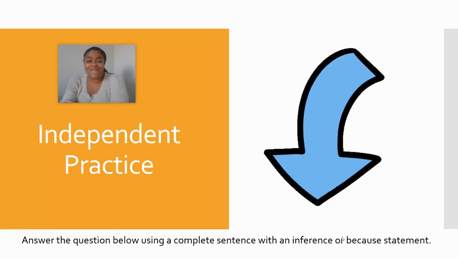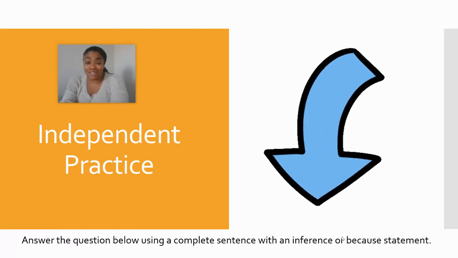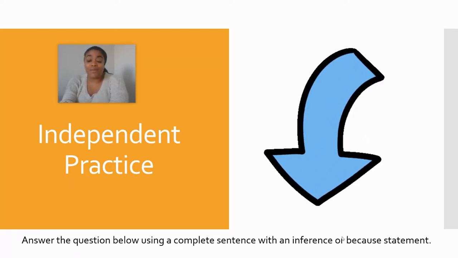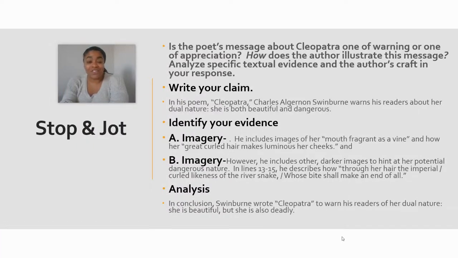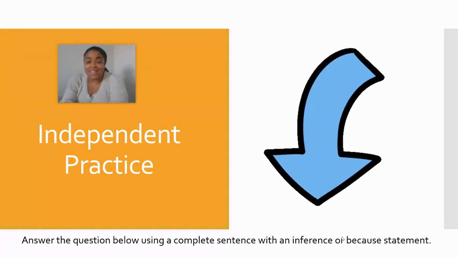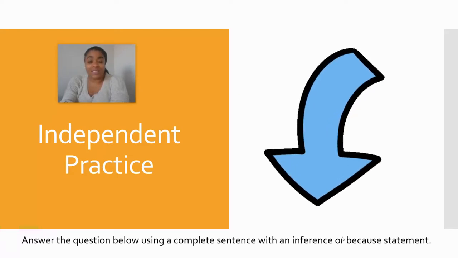So scholars, that is it for today's lesson. Now, when you answer your exit ticket today, remember, it must be an ACE response. You must answer the prompt. The prompt is asking you if the poem was written to warn or to appreciate Cleopatra. Afterwards, you need to describe how the author illustrates this message. To do that, you're going to give specific evidence of the author's crafts in your response. Again, scholars, in front of you, you should have your claim, two pieces of evidence, and your analysis. That means the only thing you need to give extra is your context. Scholars, I cannot wait to read your responses.